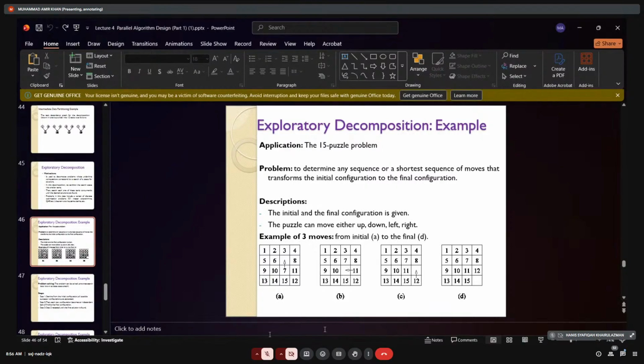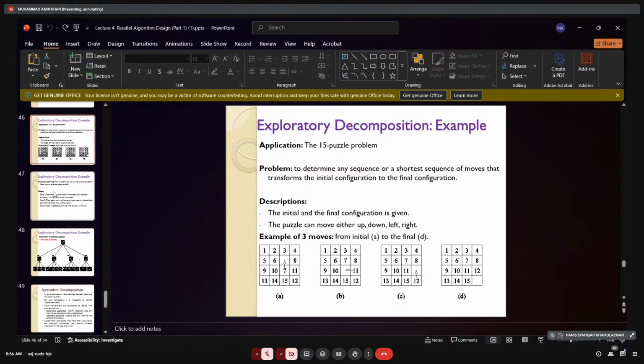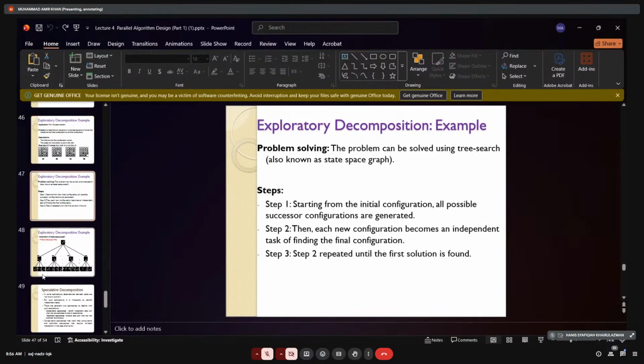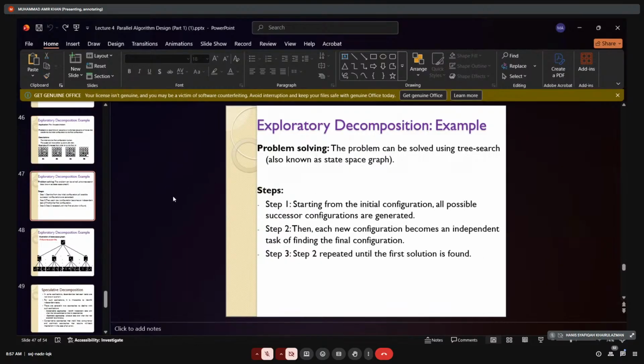Understand? Very simple. We call it exploratory decomposition. We have only 3 moves. 7 will go up, 11 will go left, and 12 will go up. So we sort it out. Only 3 moves. Understand? Yes. So the problem is solved.